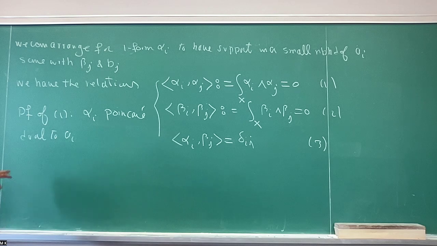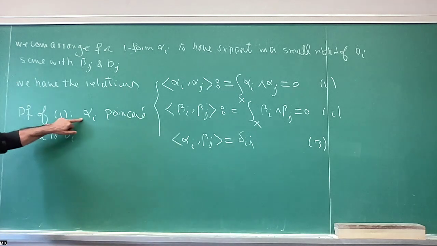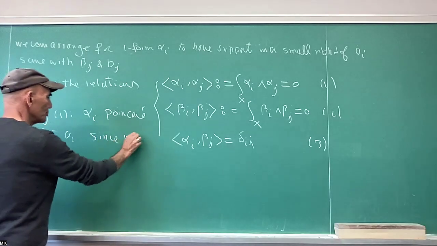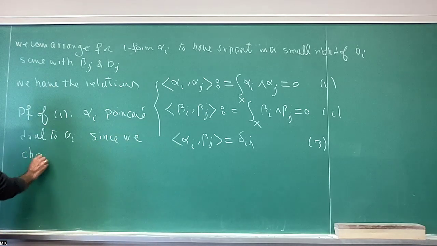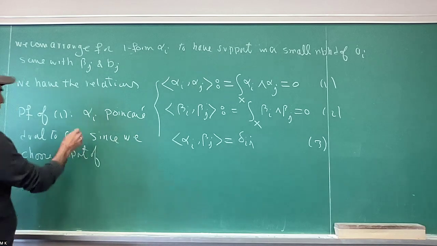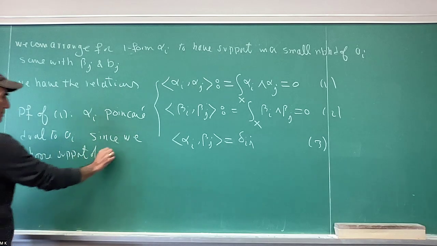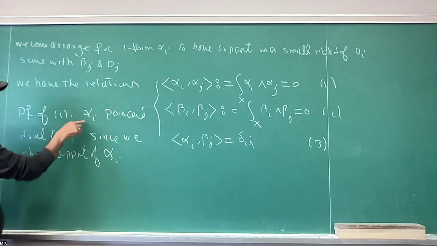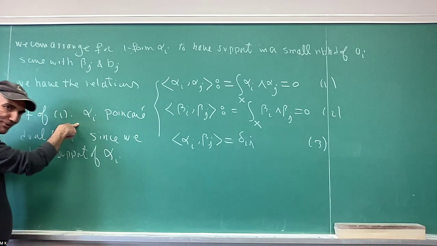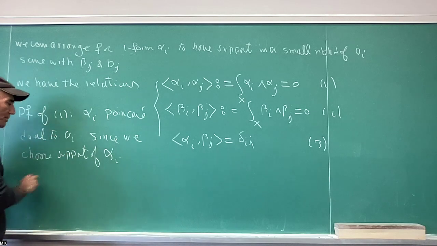Remember I told you that we can choose alpha I to have support very close to the cycle AI, right? Let's not confuse alpha I with AI. These are geometric cycles, these are one-forms. They're very different types of objects. Only Poincaré duality relates all of that.